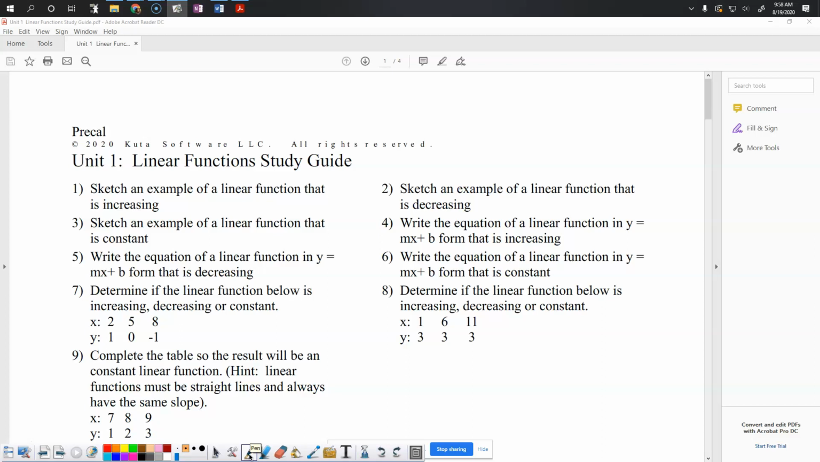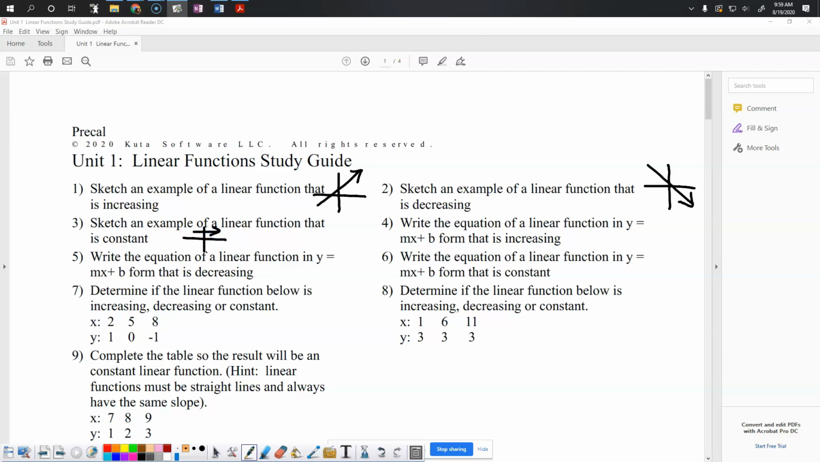Sketch an example of a linear function that's increasing. So if I make a graph, a linear function that is increasing is one that slopes upwards in that direction. So that would be an example of a linear function that is increasing. And then, of course, a linear function that's decreasing would be one that slopes downwards from left to right. And then a constant function would be one that is horizontal.